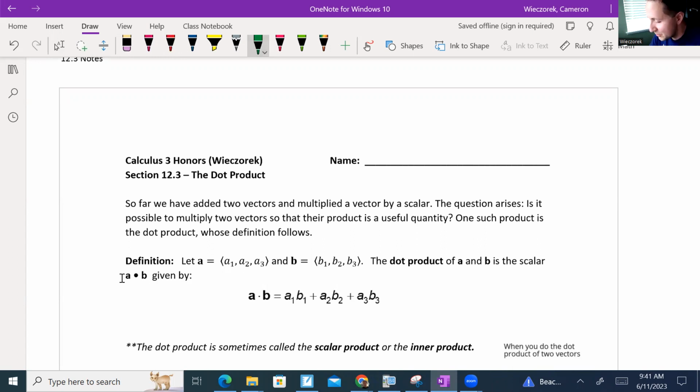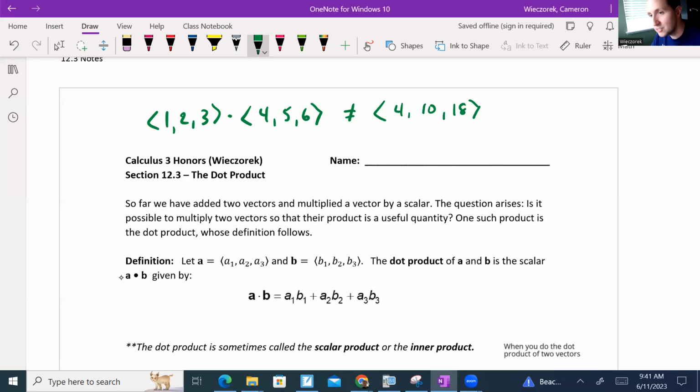Now, in the traditional sense, let's say I wanted to take the vector 1, 2, 3 and multiply it by another vector 4, 5, 6. Sadly, we're not just going to multiply component by component. We can't just do 1 times 4 and get 4, 2 times 5 and get 10, 3 times 6 and get 18. It doesn't work the same way as it did with addition and subtraction. So if you wrote that down, put a big X through that. So that's the bad news.